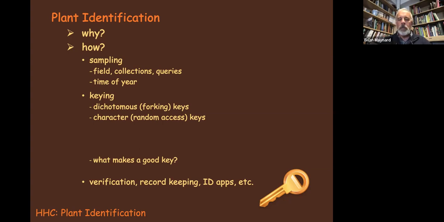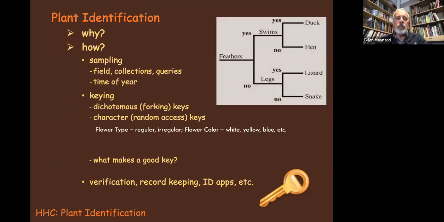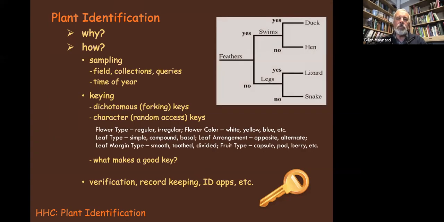So in keying plants, there's basically two kinds of keys that are used. And what is a key? A key is a written set of choices that you make in narrowing plants down to the species that are what you see in front of you. Dichotomous keys are forking keys, and you have one of two choices at each step along the way. For example, as you see here, we may have a key for animals, and the first question we ask is whether they have feathers or not.